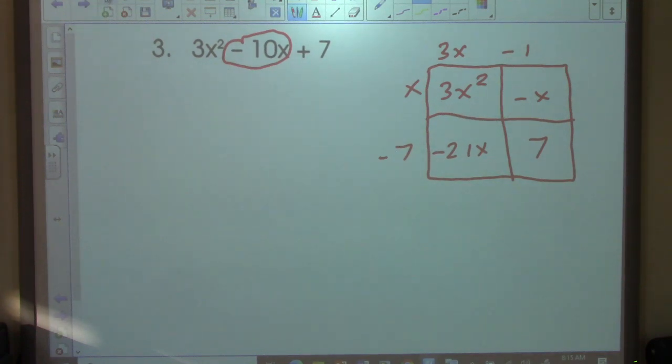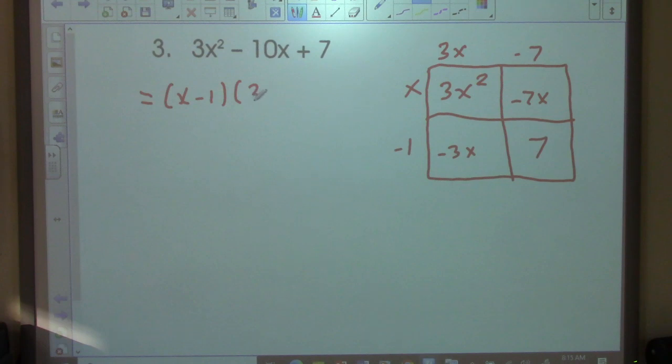So what you can do is you backtrack here. If you put negative 7 up here and negative 1 here, and then you try this, you have negative 7 times x is negative 7x, and then negative 1 times 3x is negative 3x, so then you have negative 10x, right? So this is going to work, isn't it? Yes. So now you have x minus 1, and then you have 3x minus 7.